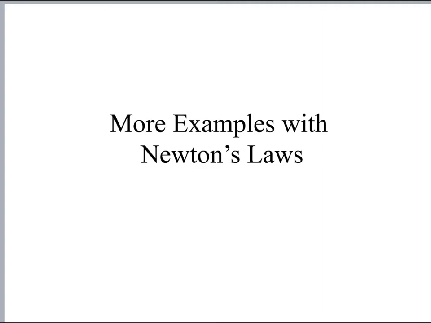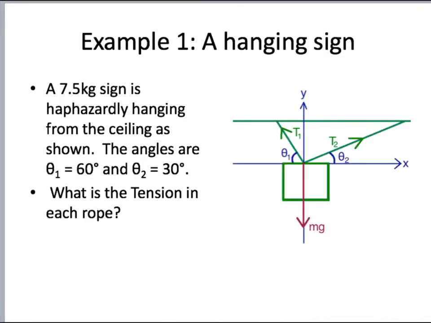Okay, we want to look at some more examples involving Newton's laws, specifically Newton's second law. Here's an example. I've got a sign that's been hung from the ceiling, and you can see I've indicated the ropes going from the sign to the ceiling, and there's going to be a tension in one rope, which I've labeled as T1, and a tension in the other rope, which I've labeled as T2.